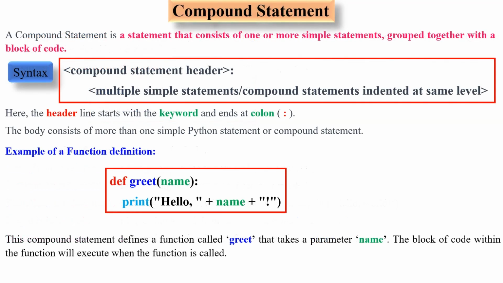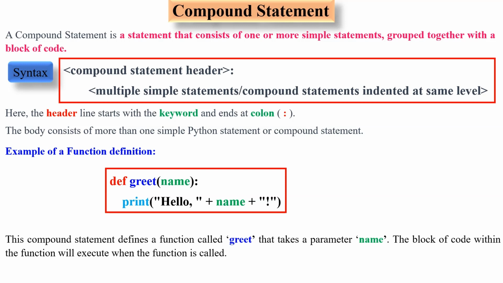In Python, a compound statement is a statement that consists of one or more simple statements, grouped together with a block of code. The block of code is defined by indentation, which is typically four spaces or one tab. A compound statement represents a group of statements executed as a unit. Compound statements are used to create control structures such as loops, conditionals, functions, and classes.